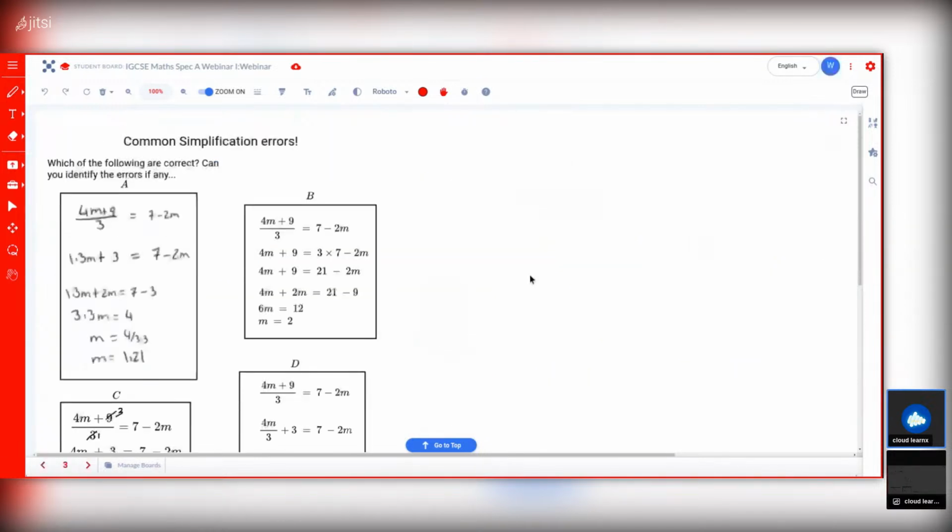Page 3. Let me see if we've got any comments. No, all good.